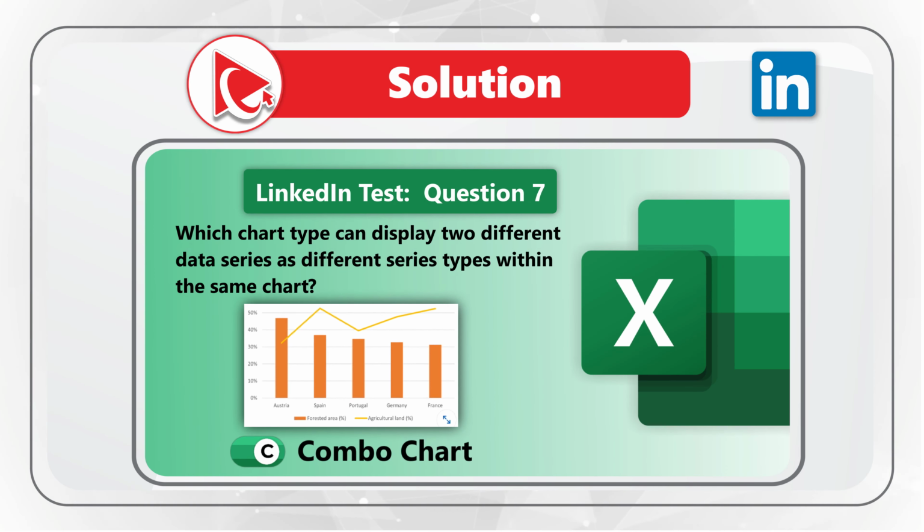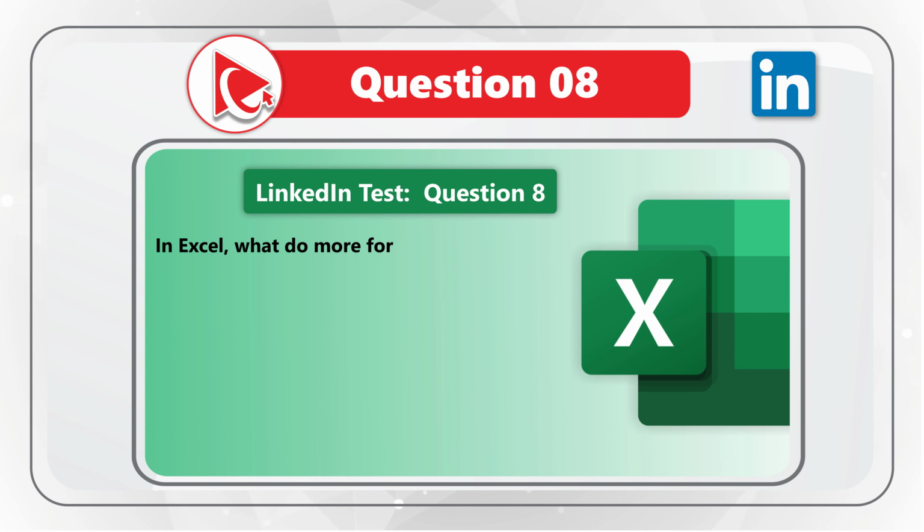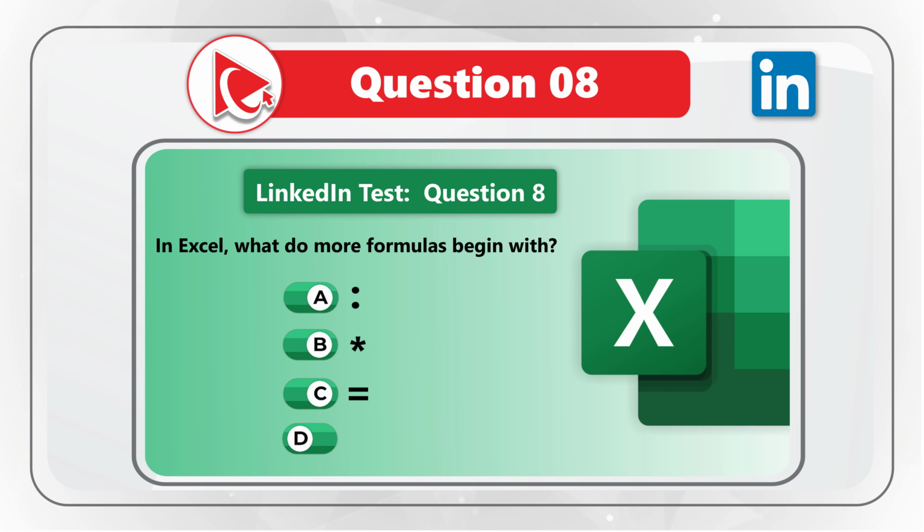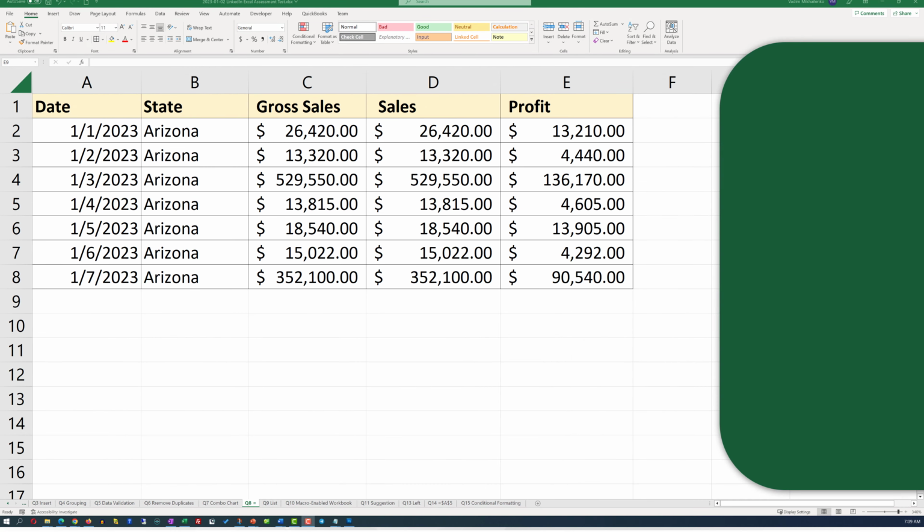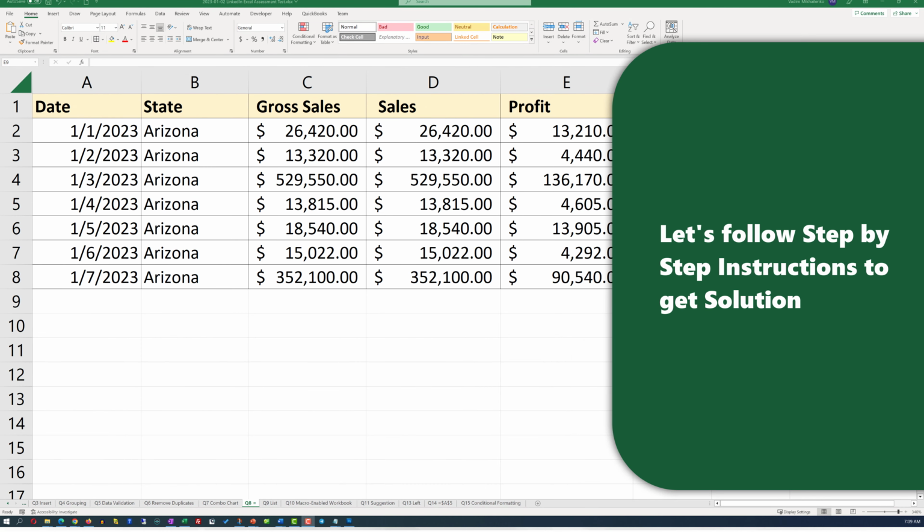In the next question, we need to figure out in Excel what do most formulas begin with. And you have four different choices. Choice A, colon. Choice B, star. Choice C, equal sign. And then choice D, left parentheses. Do you know the answer? I think this might be the easiest question out of all the ones we did so far.